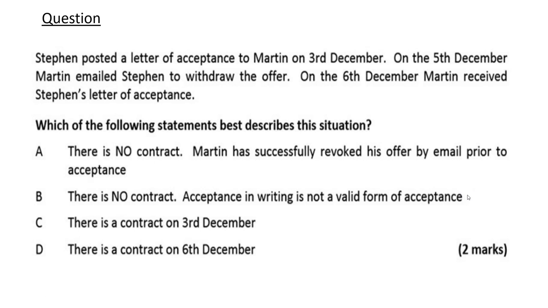Next question. Stephen posted a letter of acceptance to Martin on 3rd December. On the 5th December, Martin emailed Stephen to withdraw the offer. On the 6th December, Martin received Stephen's letter of acceptance. Which of the following statements best describes the situation? There is no contract. Martin has successfully revoked his offer by email prior to acceptance. There is no contract. Acceptance in writing is not a valid form of acceptance. There is a contract on 3rd December.